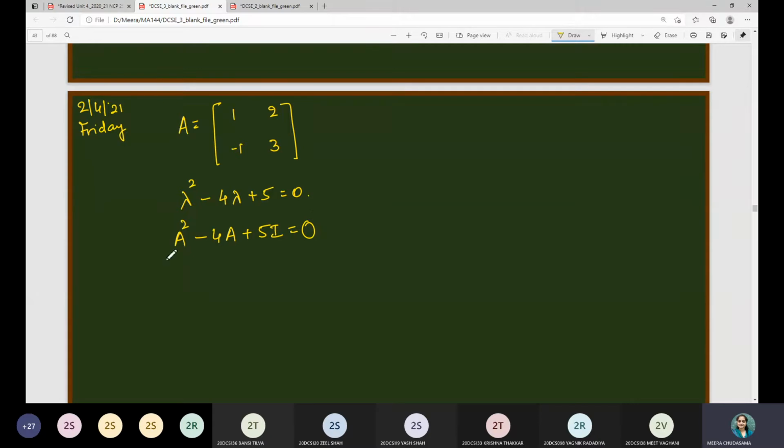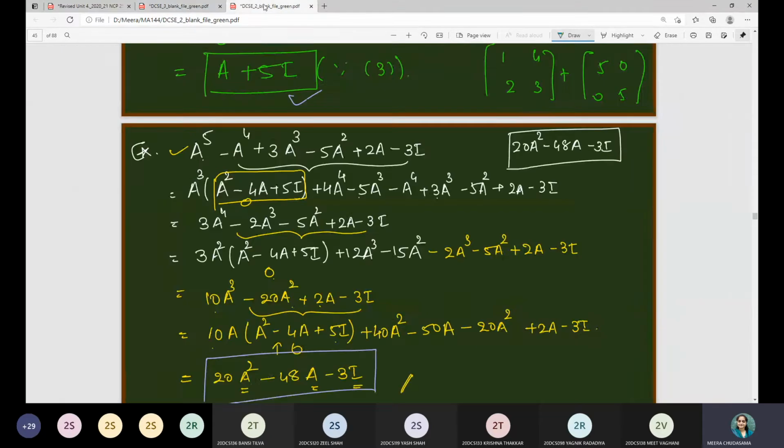So that is what we have seen, and then we have converted the polynomial A raised to 5 minus A raised to 4 plus 3A cube minus 5A square plus 2A minus 3I in terms of A square, A and I. हमें इसको convert करना है. Yesterday we have seen that the conversion is nothing but 20A square minus 48A minus 3I using this method. Let us see some another method.